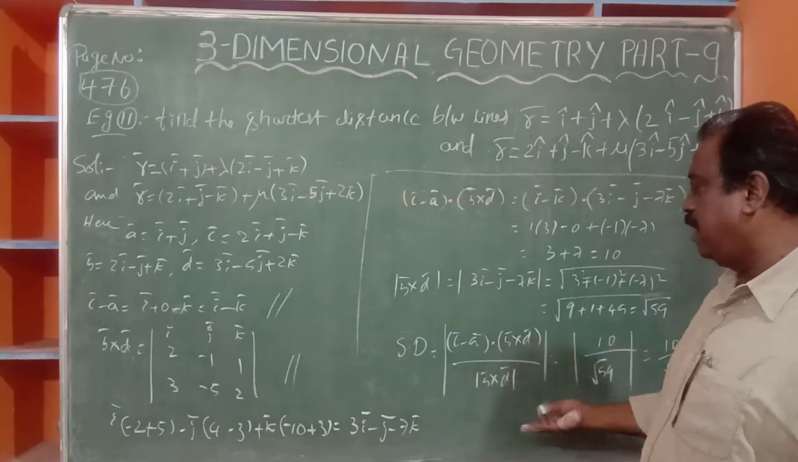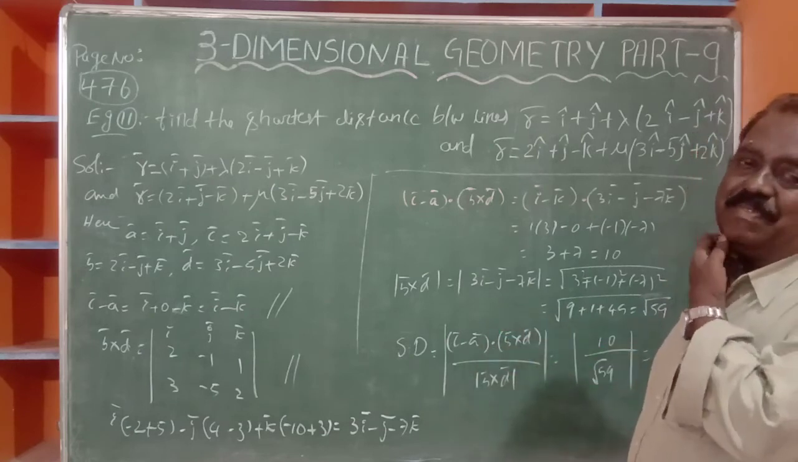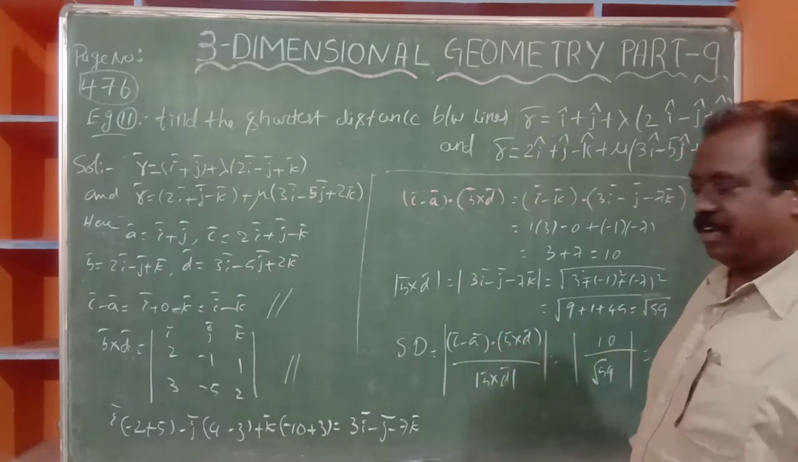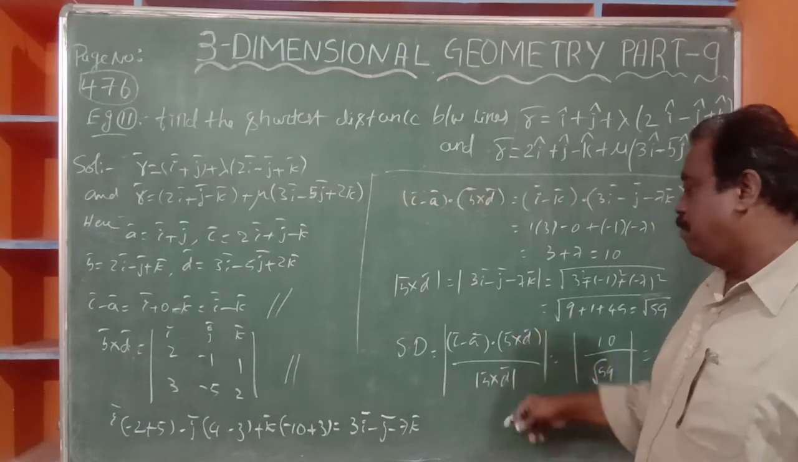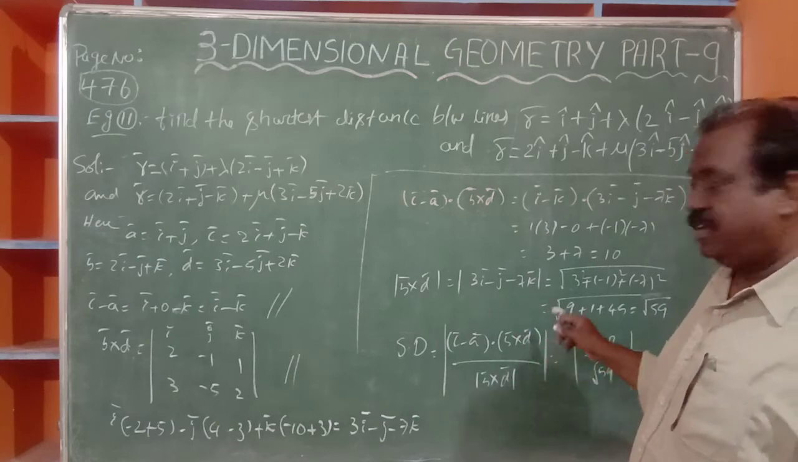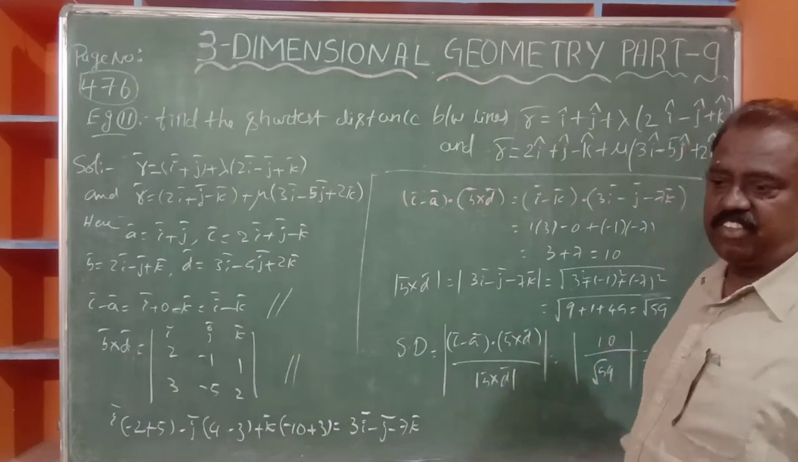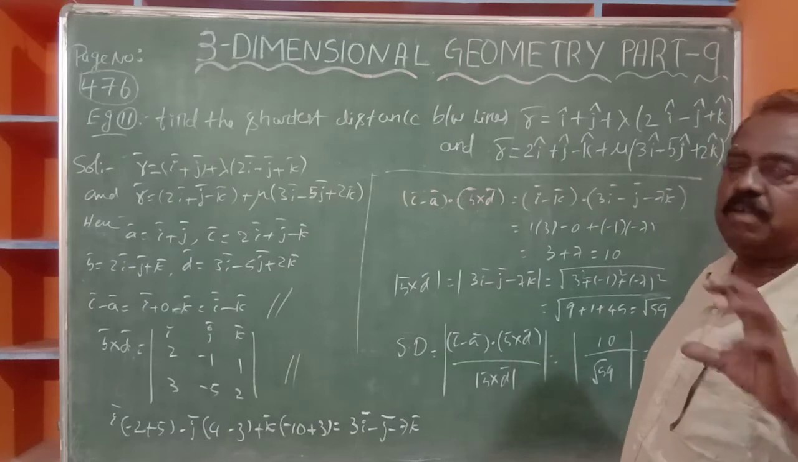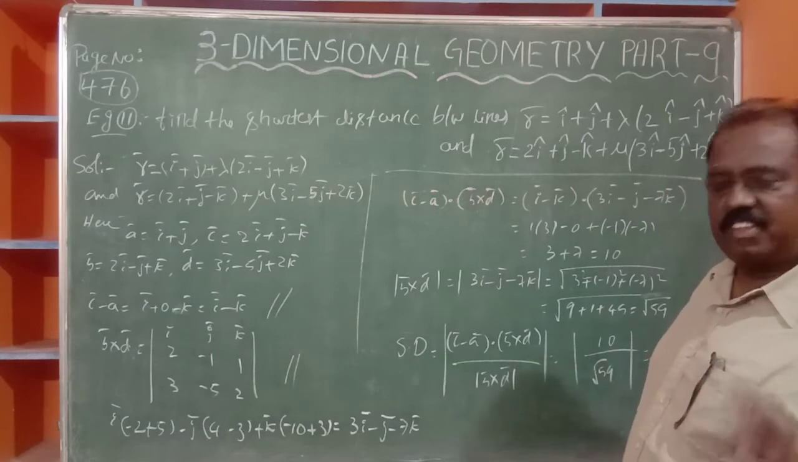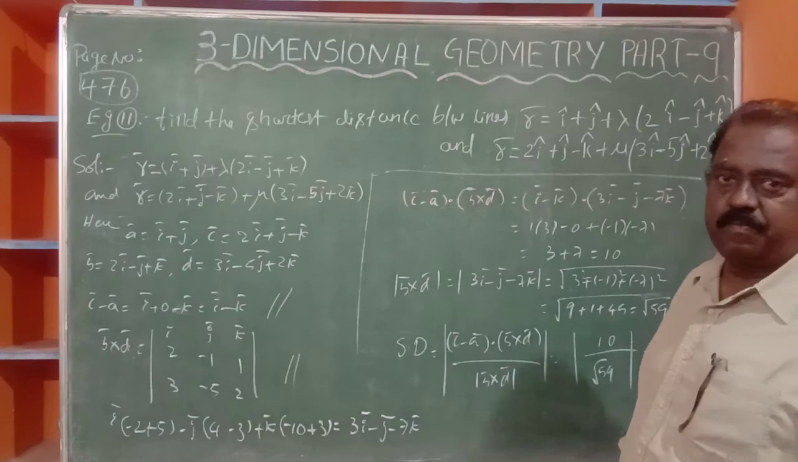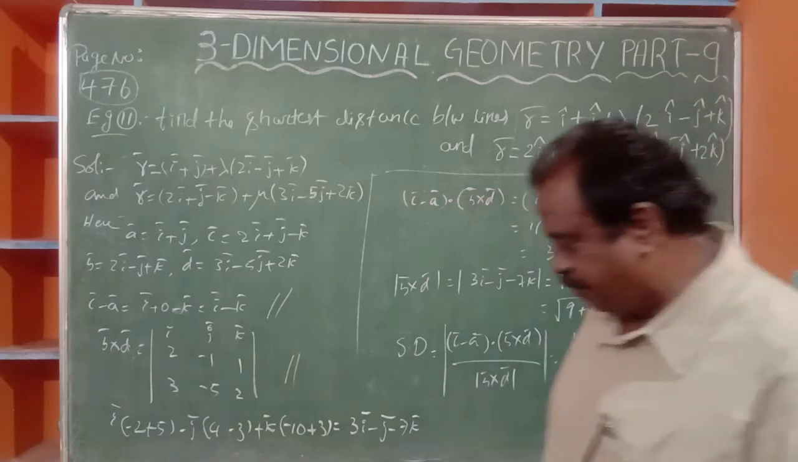Using this formula, (C bar minus A bar) dot (B bar cross D bar), with modulus of B bar cross D bar, we get the answer. This is a very good concept. Important questions, no doubt it will be asked.